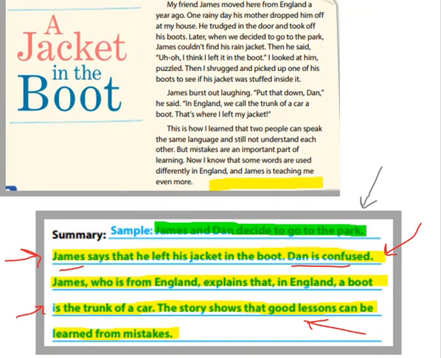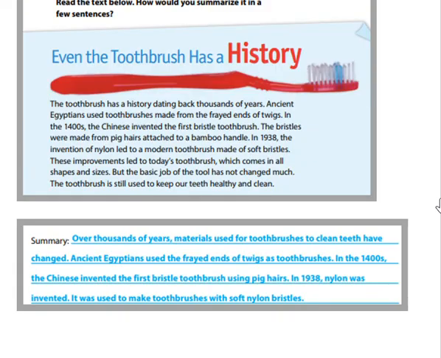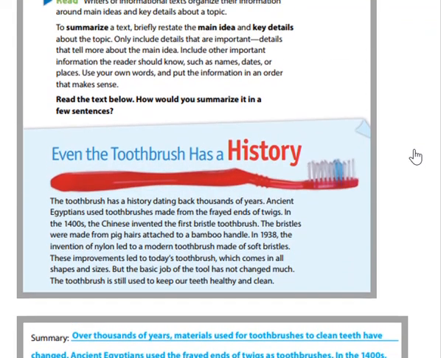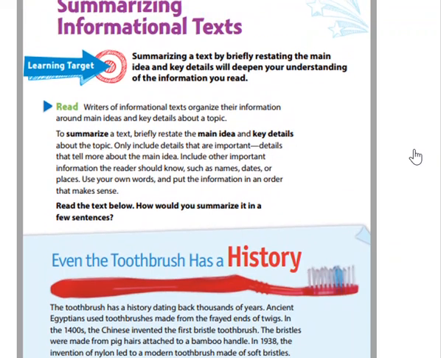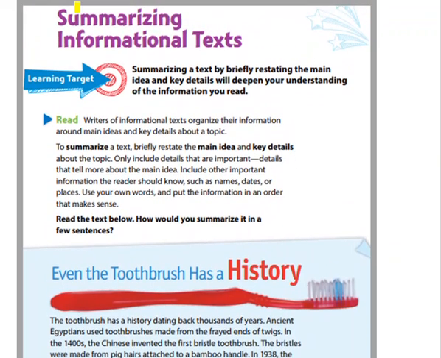You might find that you're going to get into a summary of a nonfiction text here. So let's explore that one. Sorry, I'm having a little difficulty there. There we go. So you can see here, this is a summary of an informational text. If you're reading a story that's full of information, then you want to make sure you know how to write a summary for that. So writers of informational text organize their information around main ideas and key details of the topic.